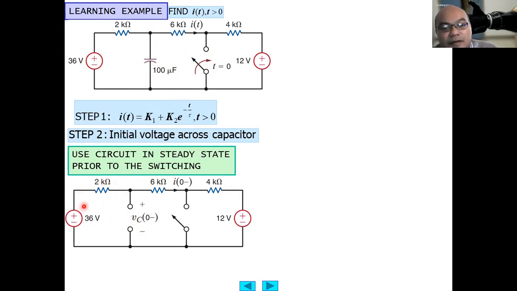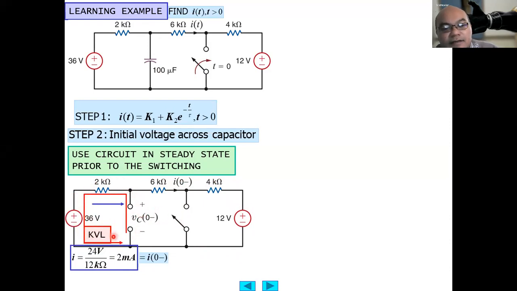We will obtain a voltage divider circuit, so we can calculate the current here. The current will be 36 minus 12 volt, because they are opposite polarity, divided by the series resistance. 36 minus 12 volt is 24 volt, divided by 2 plus 6 plus 4, which is 12 kilo ohm. We obtain the current to be 2 milliampere, and this is the current before the switch is turned on.